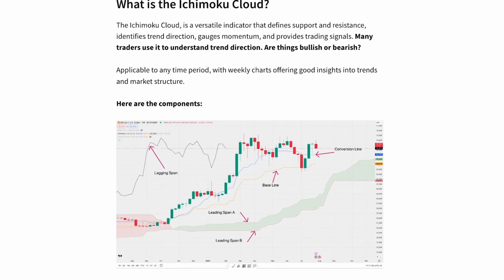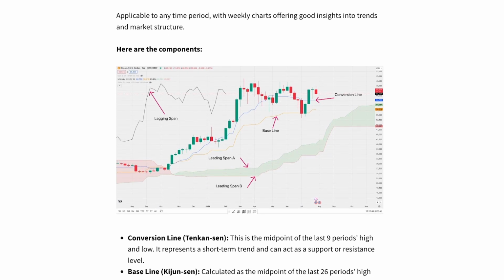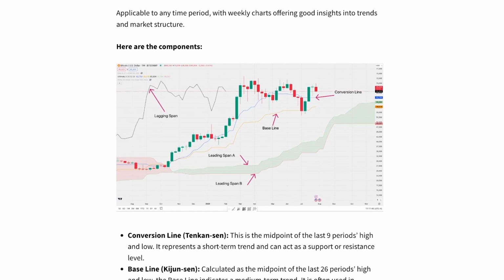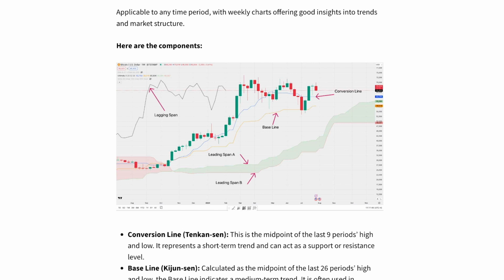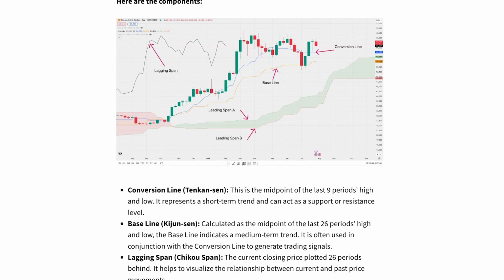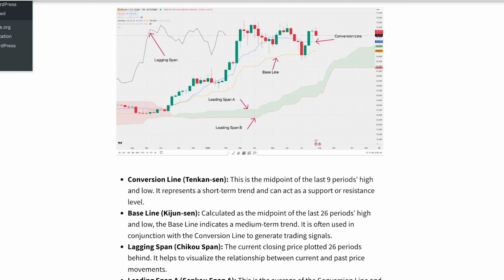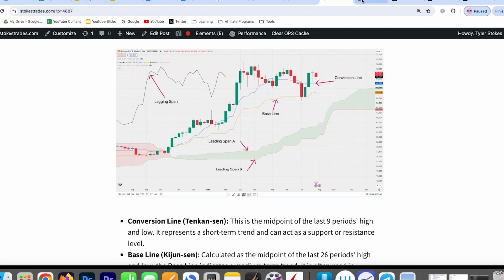So what we want to do is look at some of the components. So one thing to note is that this particular indicator can be used with many different time periods. We're going to talk here and mainly use weekly charts, but people use strategies that use the Ichimoku Cloud for smaller time frames as well. So something just to keep in mind. So here we have the image on the screen, and perhaps I will open this in a new tab and just zoom in on it a little bit more for you.